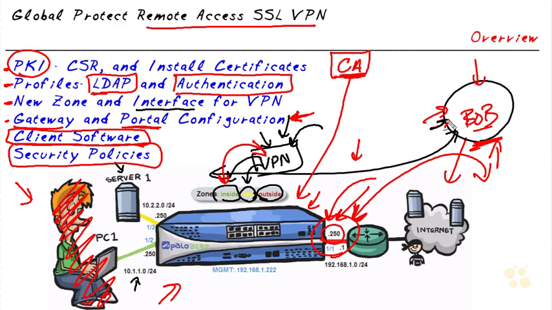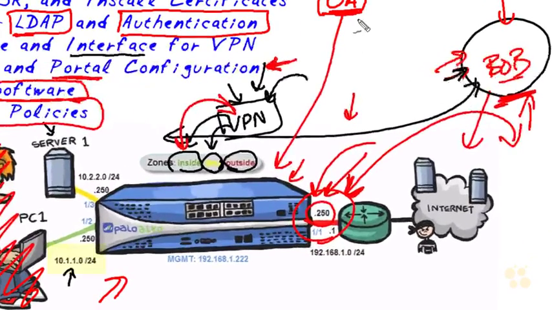And one other feature I'd like to mention is that when Bob launches the client and connects to the Palo Alto firewall, we can assign him a virtual IP address. Let's say, for example, here we have the 10.1.1 network on the inside, we have the 10.2.2 network on the DMZ, and maybe we create the 10.3.3 network for our VPN users. And then we can assign an IP address from that range to Bob for his connection over the VPN.